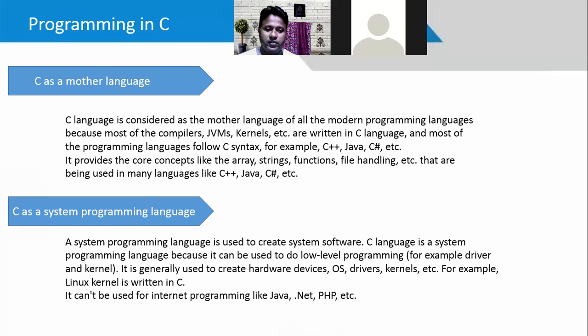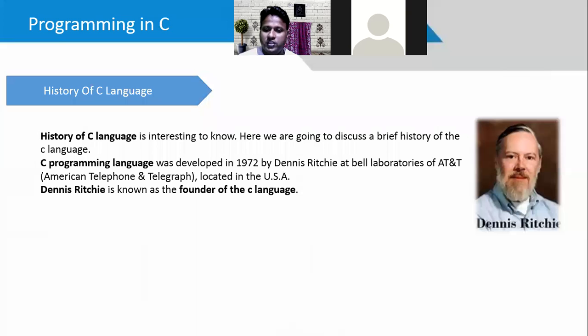So this person is Dennis Ritchie. He developed the C programming language. C was developed in 1972 by Dennis Ritchie at Bell Laboratories of AT&T, located in the USA. He is known as the founder of the C programming language. This person changed the world of computers.